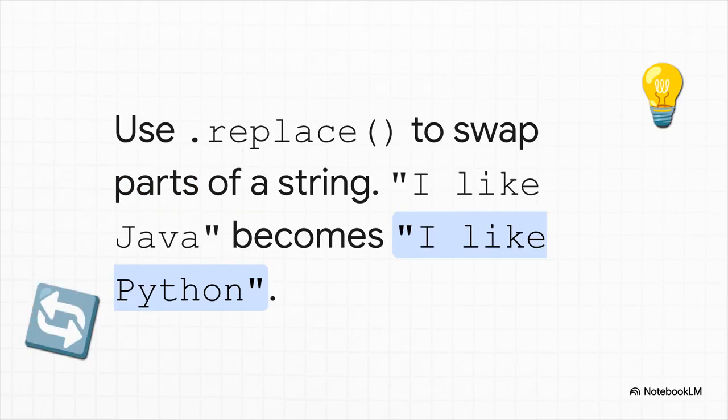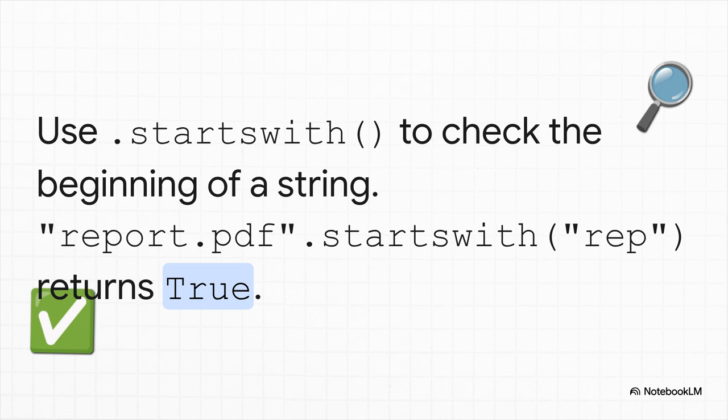Another super common task, right? Finding some text and replacing it with something else. The .replace method does exactly what it says on the tin. Here, we're finding every instance of Java and creating a new string where it's replaced with Python. Simple as that.